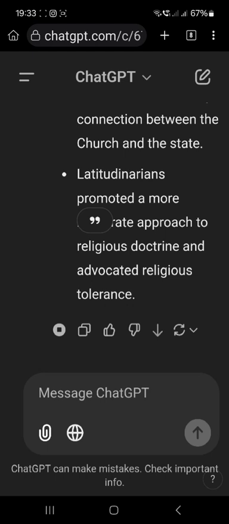Inspired future revolutions and movements for political change. Principles of limited government and protection of individual rights influenced the American Revolution and the French Revolution. The Glorious Revolution became a model for other nations seeking to establish constitutional governments. Toleration of dissenting Protestant groups.